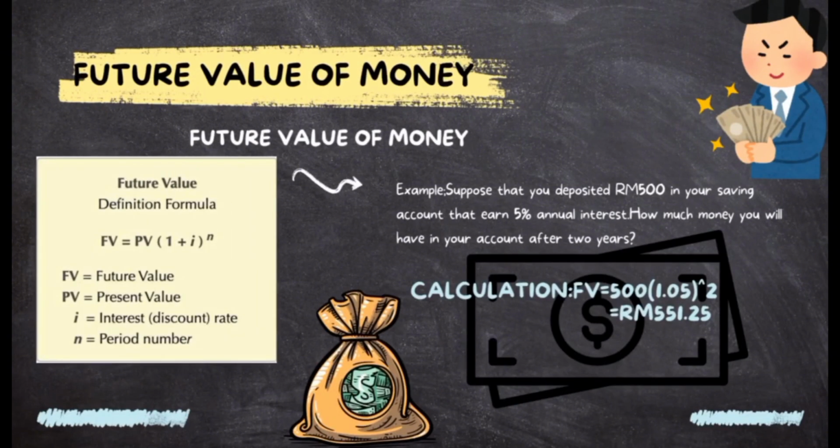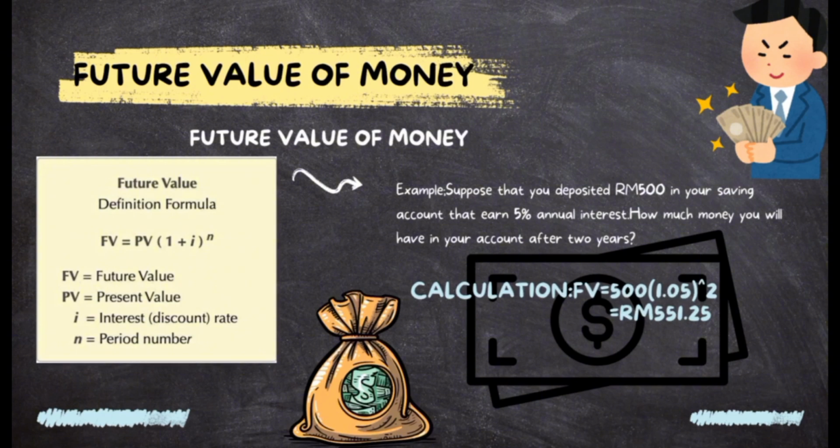Okay, so I will be talking about future value of money. Let's look at the formula first. So the formula is future value equals present value times 1 plus i, which is the interest rate, to the power of n, which is the period number.